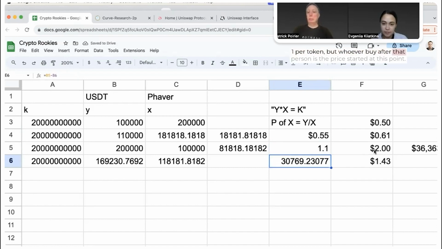I think whoever buys after that person, the price starts at this point, and then depending on how much you're buying, you keep going along the curve.